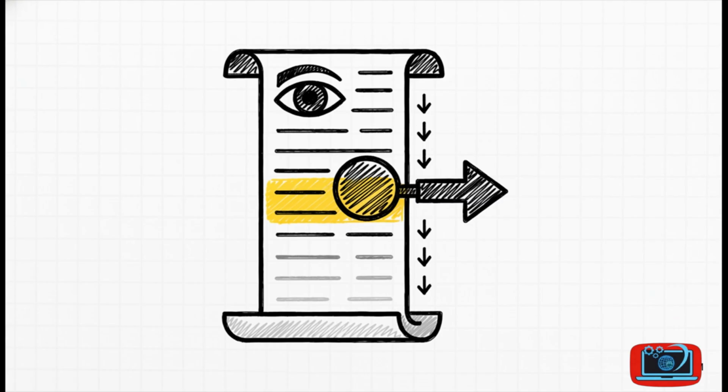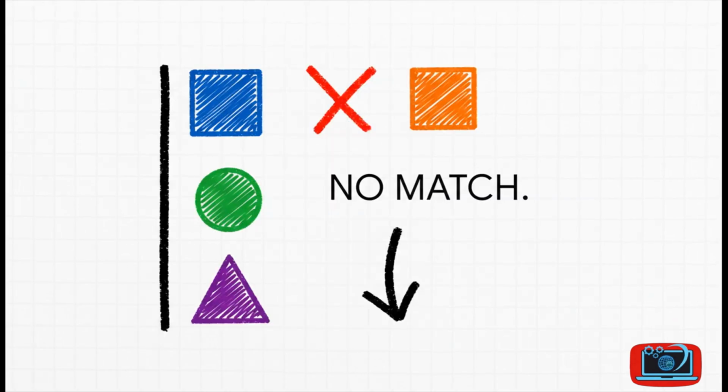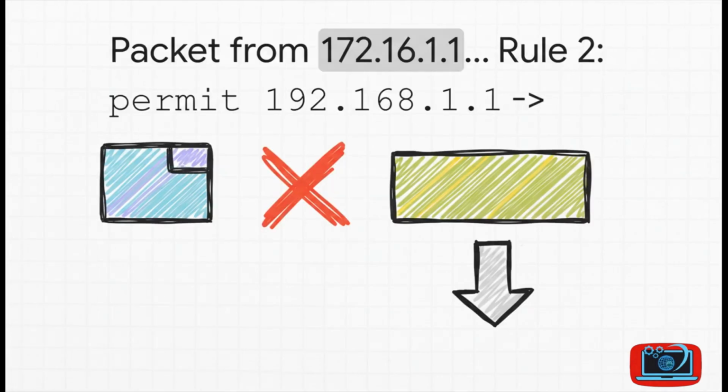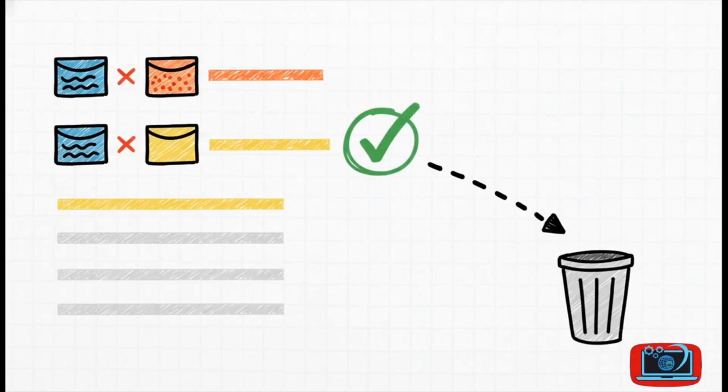Let's walk through a quick example. Okay, so here we go. A packet from 172.16.1.1 shows up. The router looks at rule number 1. Does it match? Nope. So it moves on. Now it checks the second rule. Still no match. On to the next one. And then it hits rule 3, and bingo, we have a match. The router immediately drops the packet.